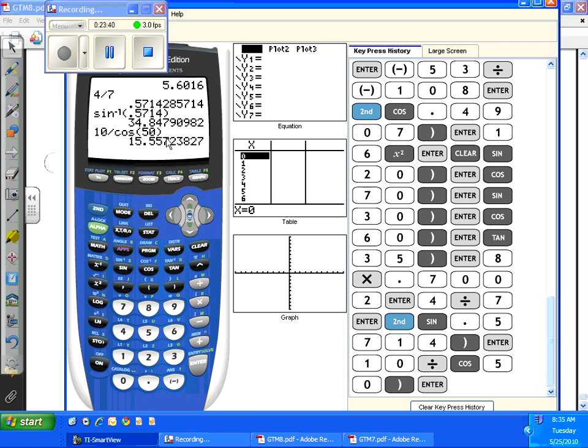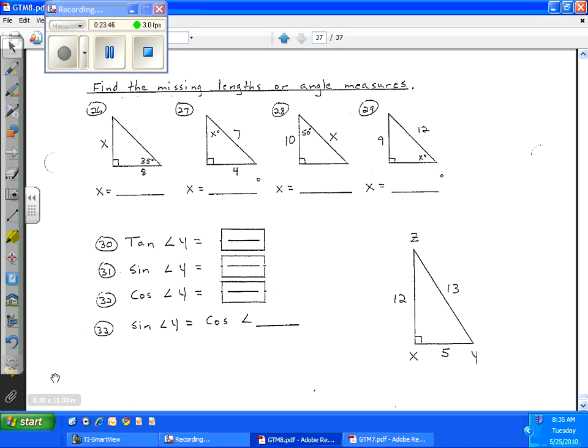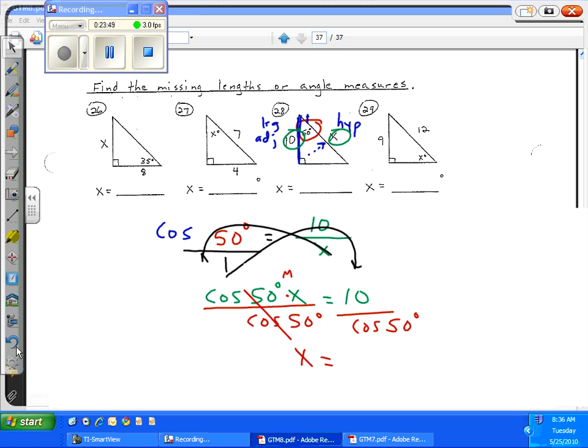15.56. That's 5 or more, so you add 1 and drop the rest. 15.56, rounded to 2 decimal places.